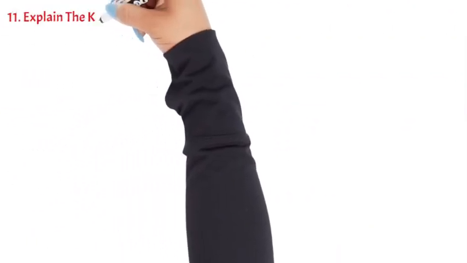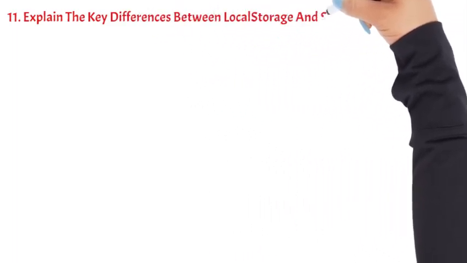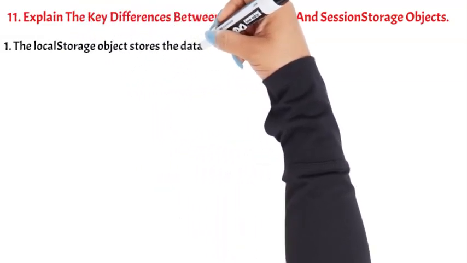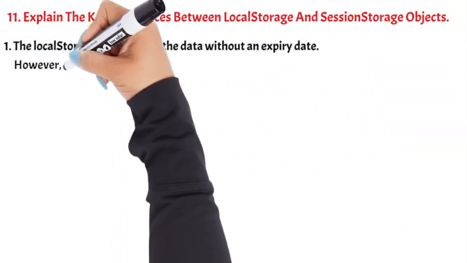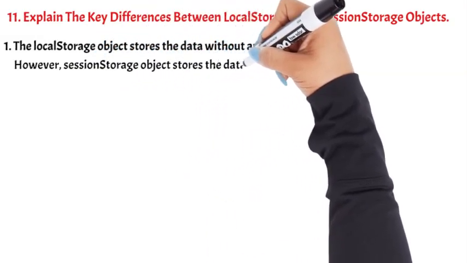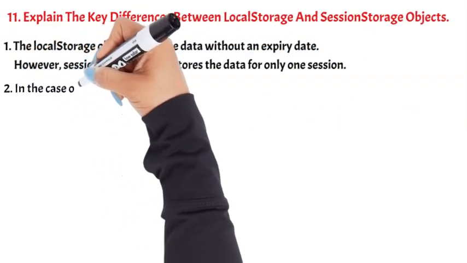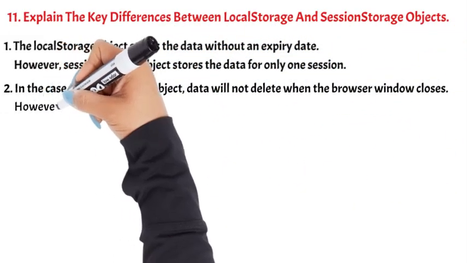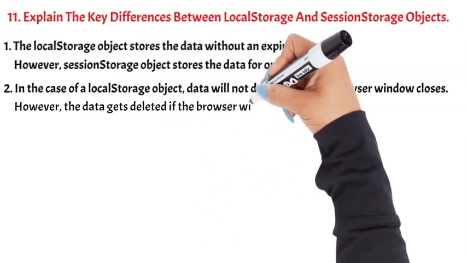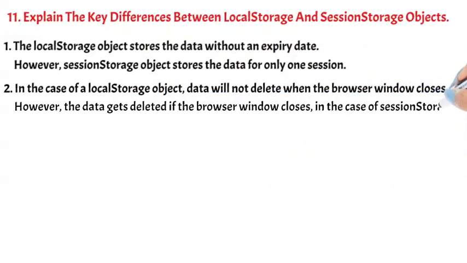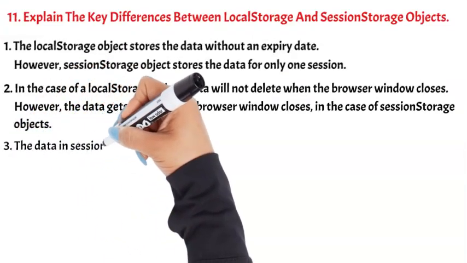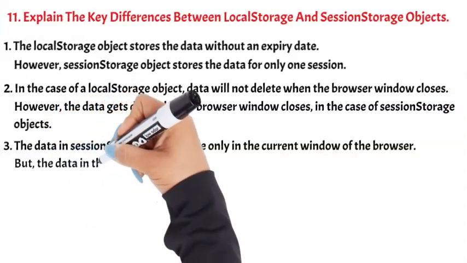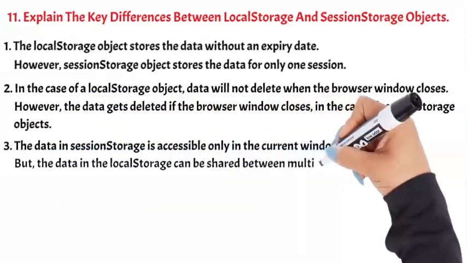11. Explain the key differences between local storage and session storage objects. 1. The local storage object stores the data without an expiry date. However, the session storage object stores the data for only one session. 2. In the case of a local storage object, data will not be deleted when the browser window closes. However, the data gets deleted if the browser window closes, in the case of session storage objects. 3. The data in session storage is accessible only in the current window of the browser. But the data in the local storage can be shared between multiple windows of the browser.